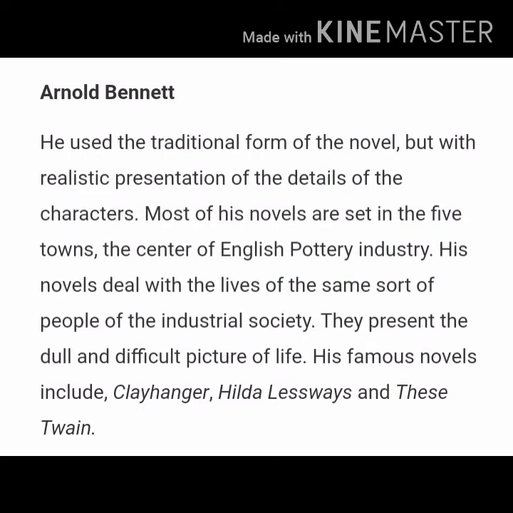Arnold Bennett. He used the traditional form of the novel but with the realistic presentation of the details of the characters. Most of his novels are set in the Five Towns, the center of English pottery industry. His novels deal with the lives of the same sort of people of industrial society. They present the dull and difficult picture of life. His famous novels include Clayhanger, Hilda Lessways, and These Twain.